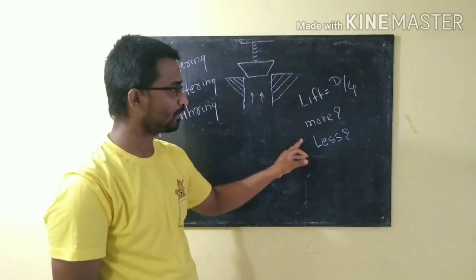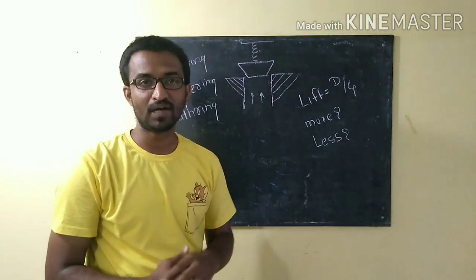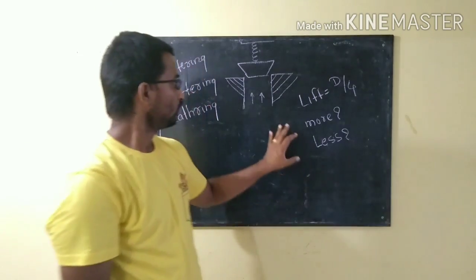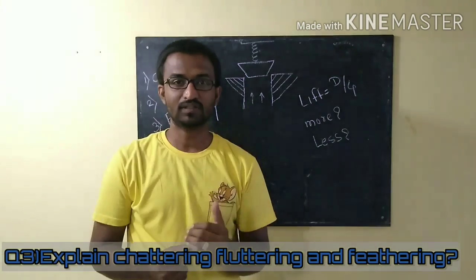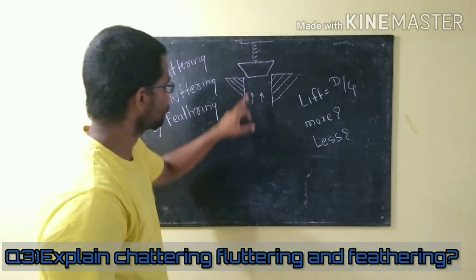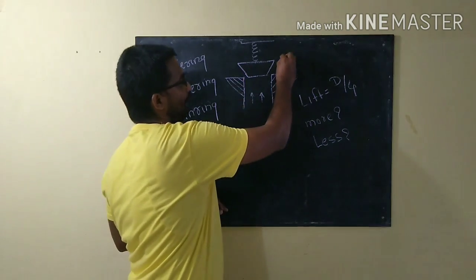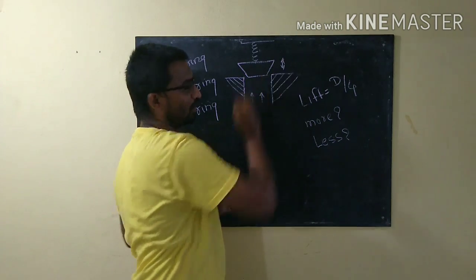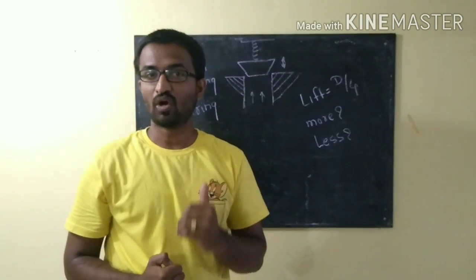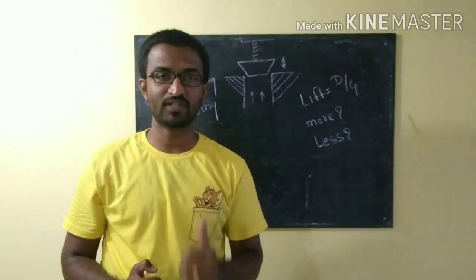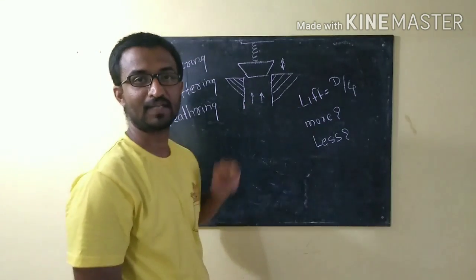So there is no need for a lift more than D by 4. And why should it not be less? Because if it is less, there will be an accumulation of pressure. Now we will discuss chattering. Chattering is the vertical or axial movement of the valve lid. It generally occurs when your blow down pressure is very low, meaning the pressure difference between opening and seating is very low. That is when chattering occurs.